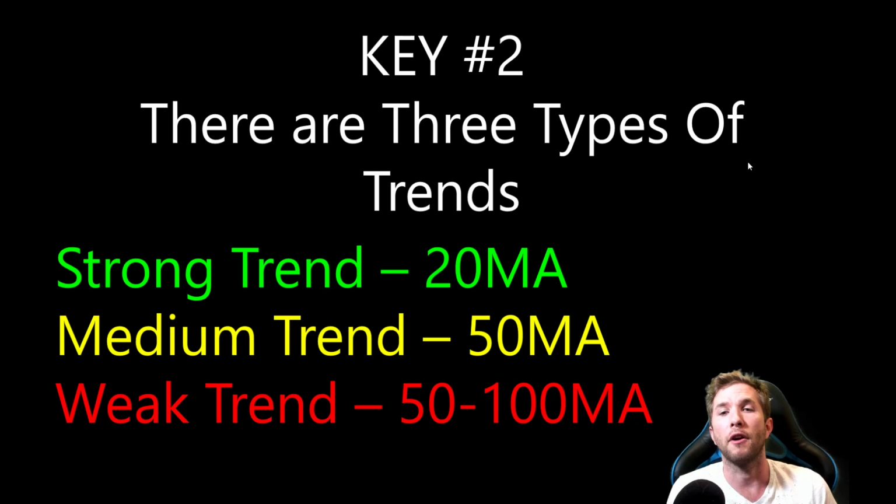So there are 3 types of trends: a strong trend, which I consider holding the 20 MA as a key support; a medium trend, which is holding the 20 MA and sometimes the 50 MA as a key support; and a weak trend, which usually dips below the 50 and sometimes tests the 100 MA. So those are the 3 types of trends, and I'll help you to identify.